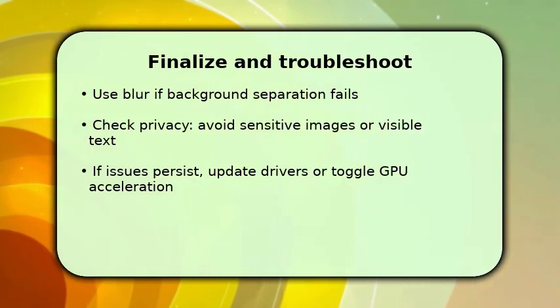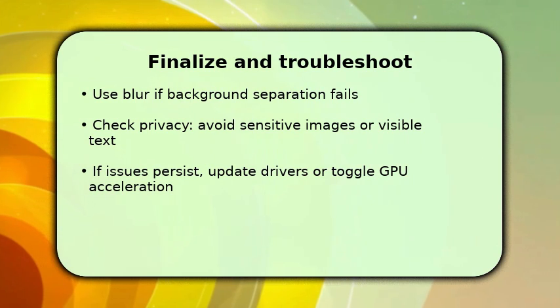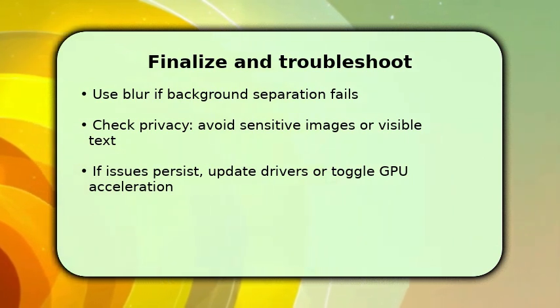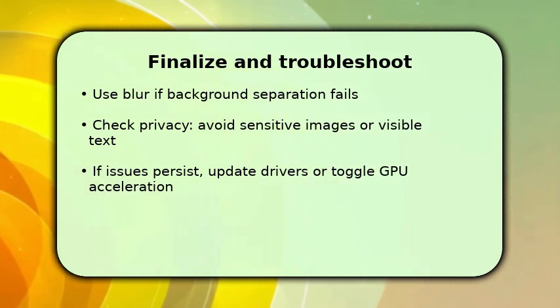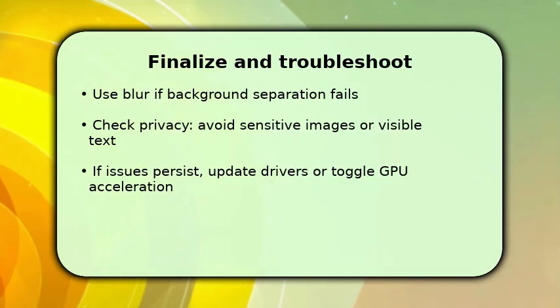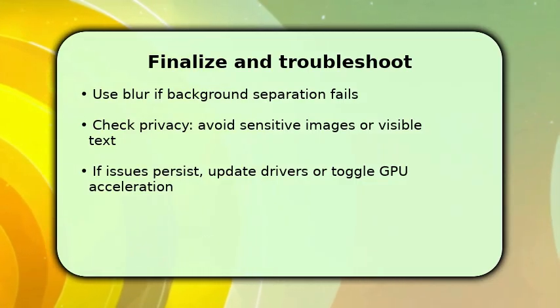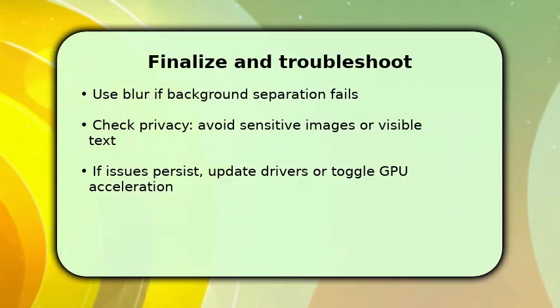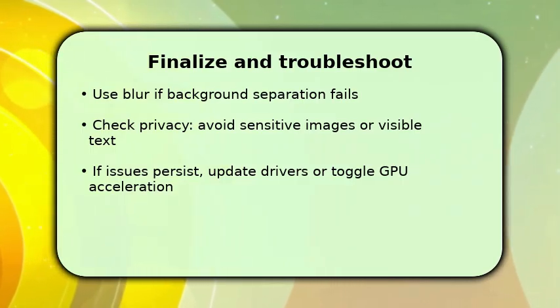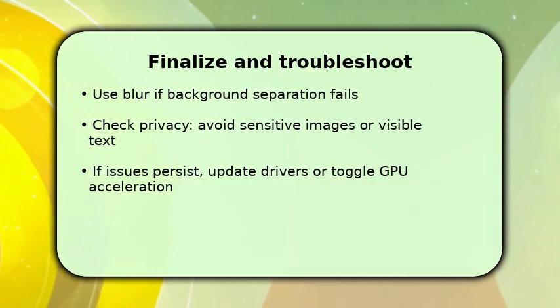If edges flicker or parts disappear, switch to the blur option or a simpler image. This reduces processing errors. Make sure you avoid images with private info. If backgrounds won't apply, quit Teams and relaunch. Verify camera drivers and enable or disable GPU acceleration in settings.